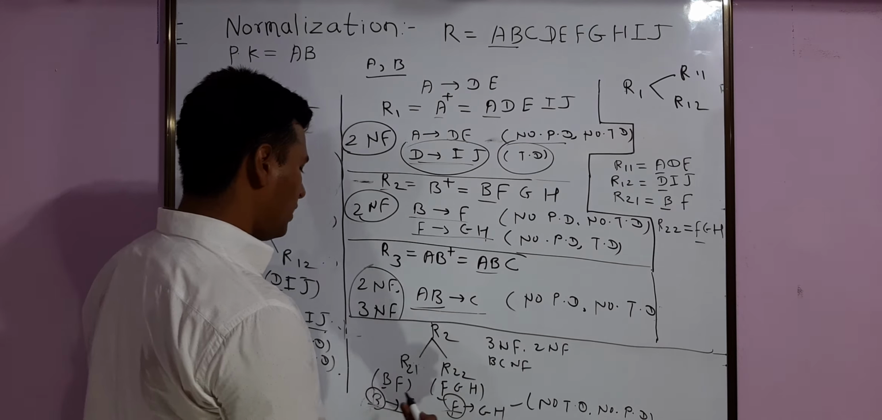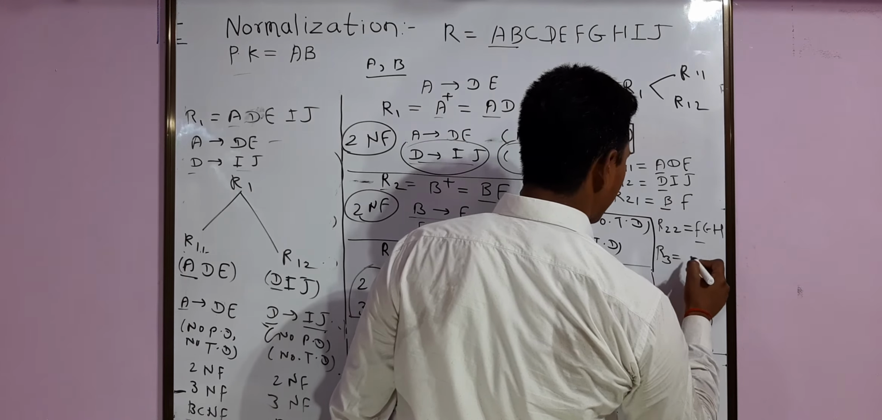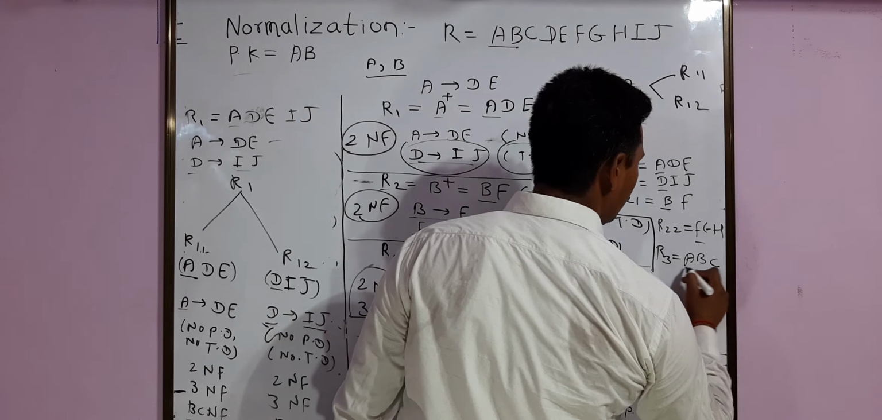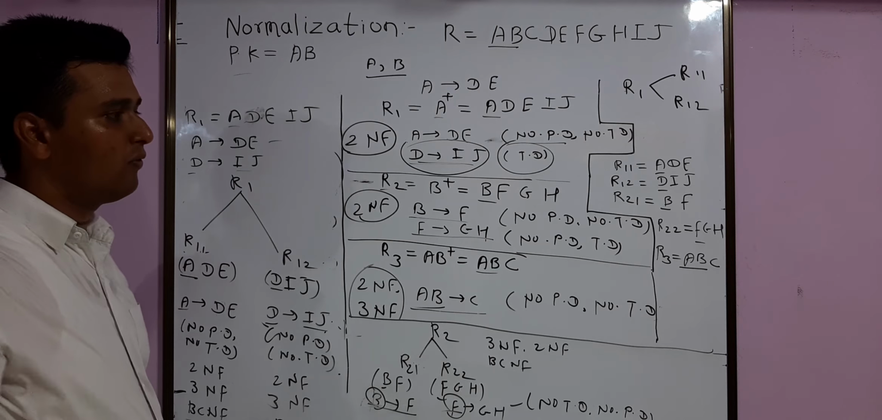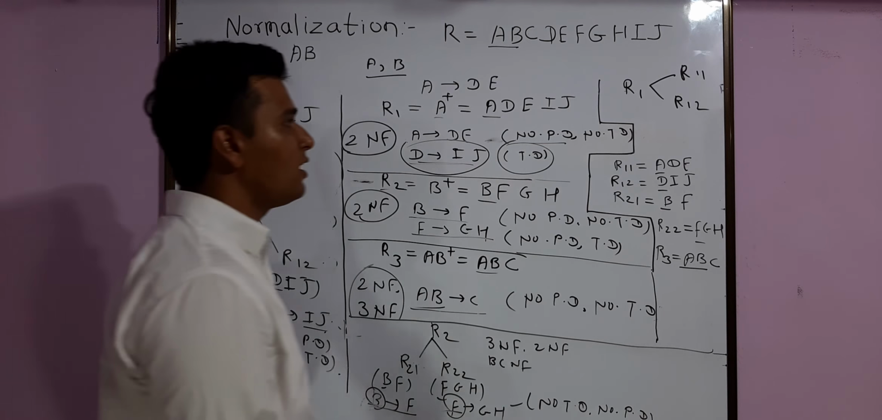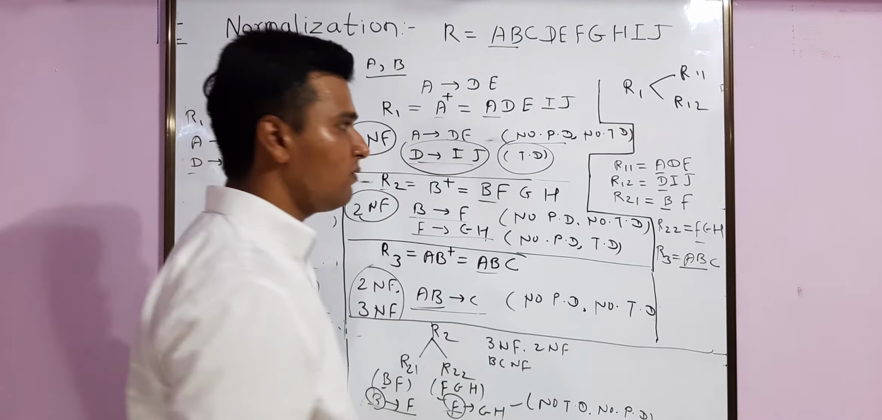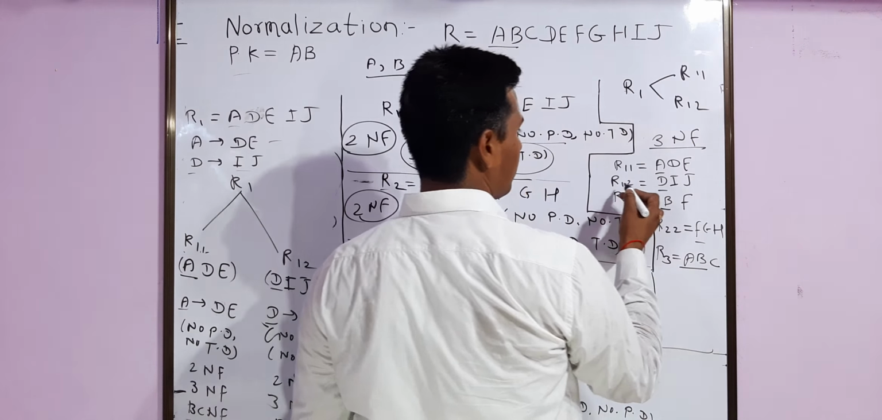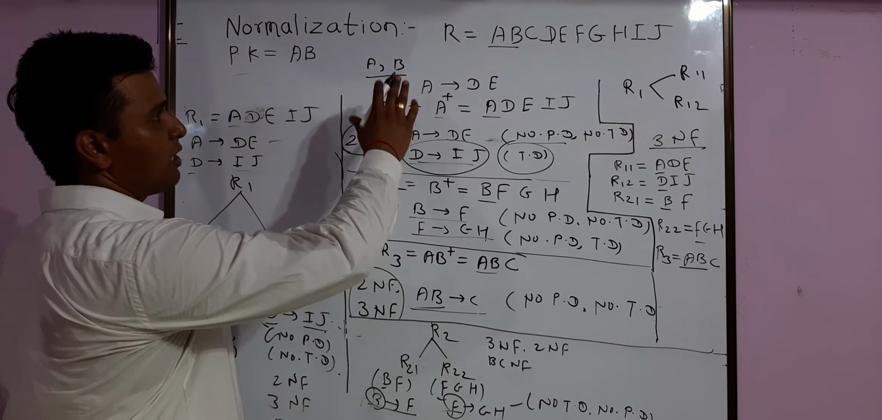Then I have R3. So we have not decomposed R3. R3 is having A, B, C. You can see here AB is a key for R3. So we have 5 relations. We have normalized this relation into 3NF, that is R11, R12, R21, R22 and R3. So we have decomposed those tables into 3NF.